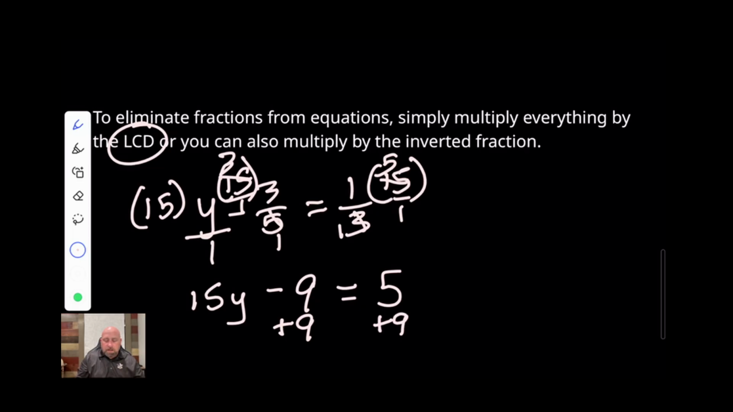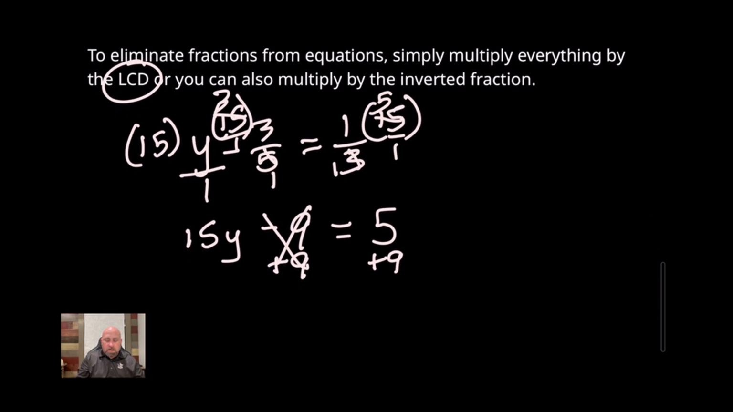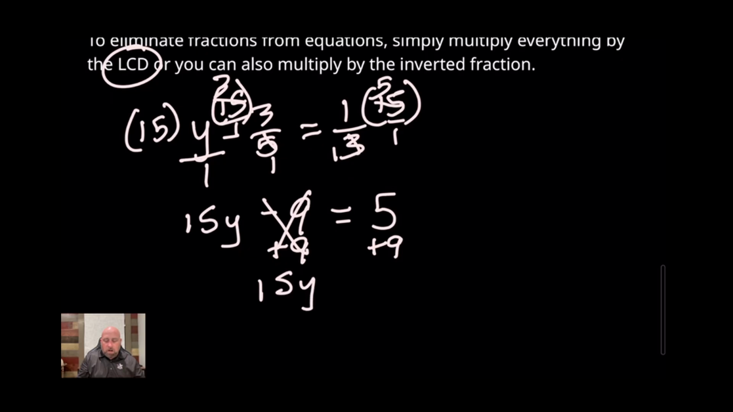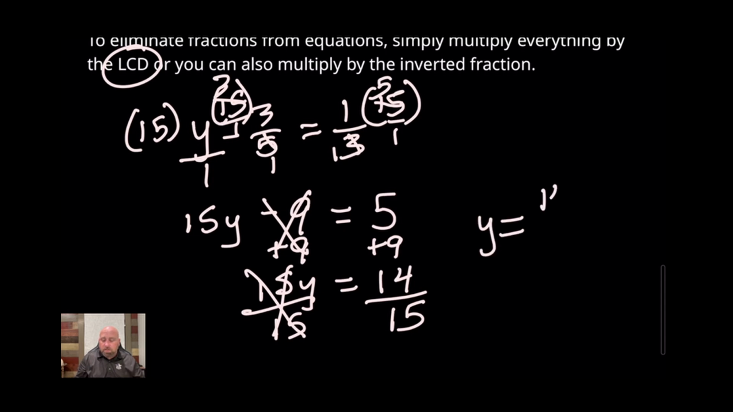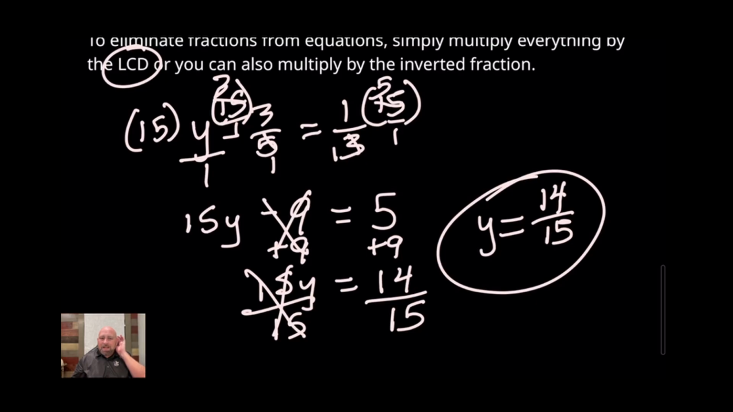Okay, and that's going to cancel, and I'm going to get 15y equals, and that's going to be 14. Okay, and then if I divide both sides by 15, since this was multiply, do the opposite, and do this one. Well, this one cancels out. 15 divided by 15 is 1. And so I get y equals 14/15. Okay, and that would be my answer.